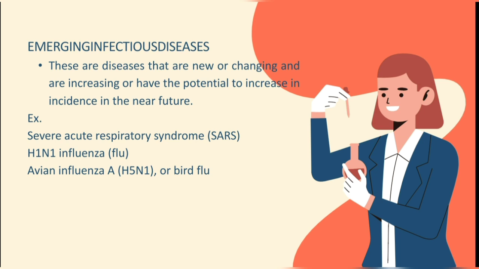H5N1 caught the attention of the public in the year 2003 when it killed millions of poultry and 24 people in Southeast Asia. Avian influenza viruses occur in birds worldwide, and in 2013, a different avian influenza, H7N9, sickened 131 people in China.